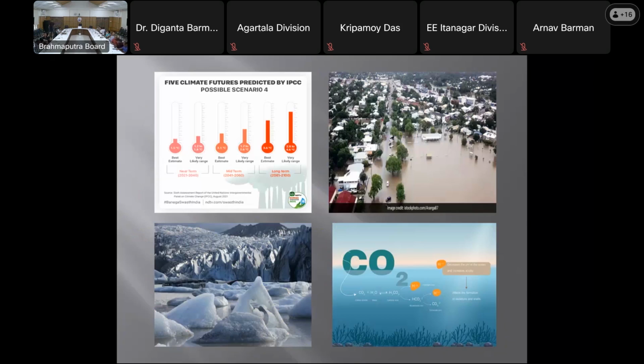So this is the rising temperature. And next, the extreme weather event. It is a flood-prone area. You can see here the total flooded area. Next, sea level rise due to the melting of glaciers. Next, carbon dioxide going to the oceans, causing ocean acidification. These are the impacts.